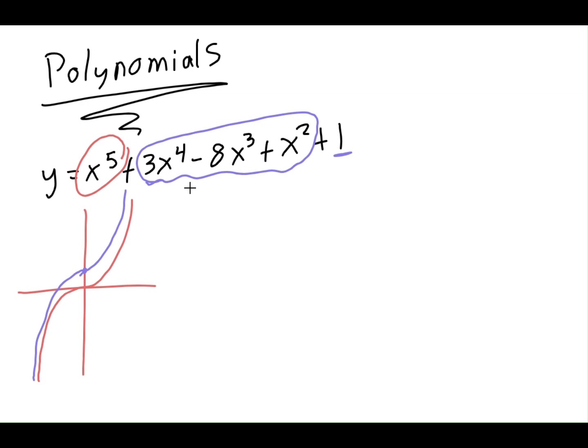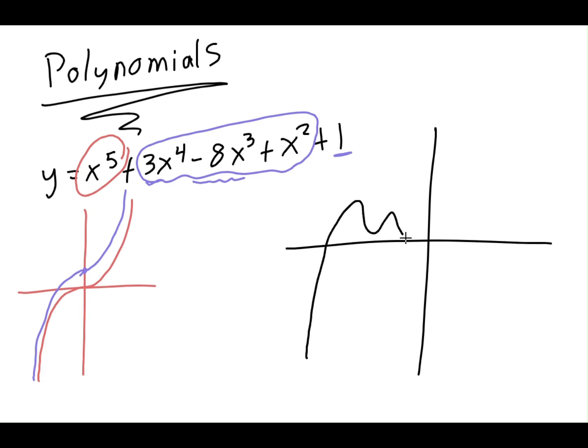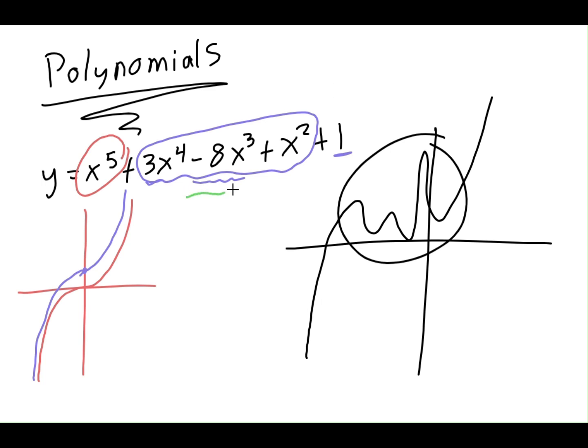Now, what these middle terms do is they dictate what happens if you zoom in. So it's not going to actually look like this graph. If I zoom out, it will. But if I zoom in, it's going to look something like this. I don't know, something like that. I call these things just wiggles. There's some ups and downs that happen in the middle. And that's what these terms dictate.